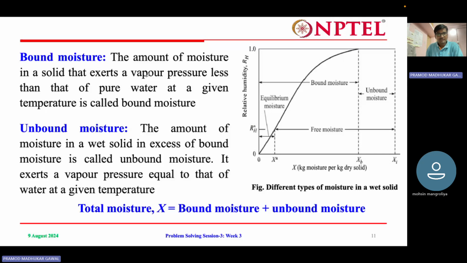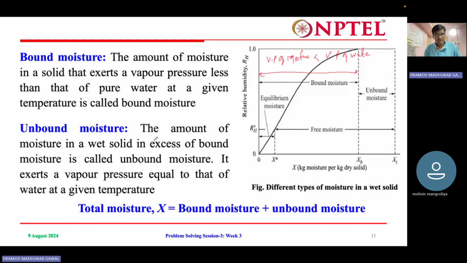First, bound moisture. The amount of moisture in a solid that exerts a vapor pressure less than that of pure water at a given temperature is called the bound moisture. That is, the vapor pressure of the moisture on the solid is less than that of pure water at a given temperature, and that is called the bound moisture.